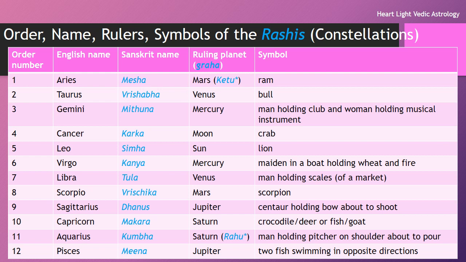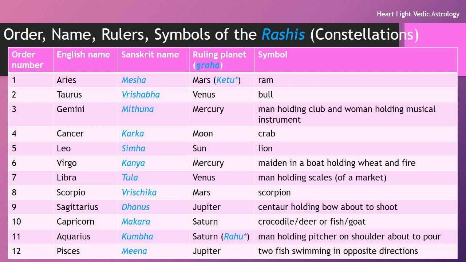The Sanskrit name is Simha. The ruling planet or Graha is the sun, and the symbol of this is the lion. So because this constellation is ruled by the sun, there's a lot of fire, and such is the lion.